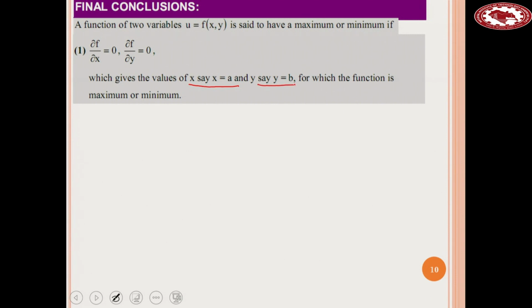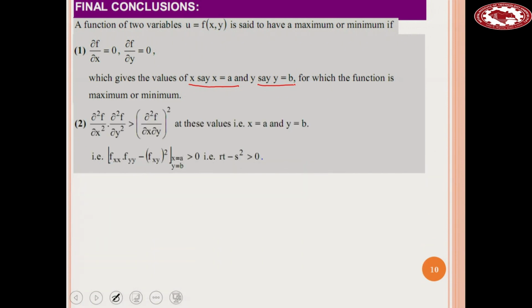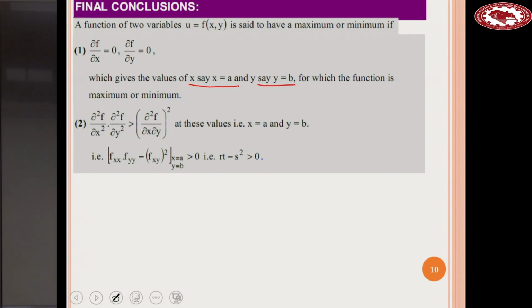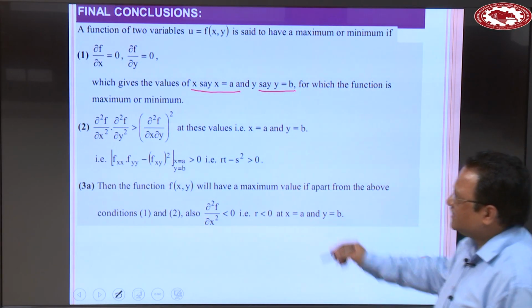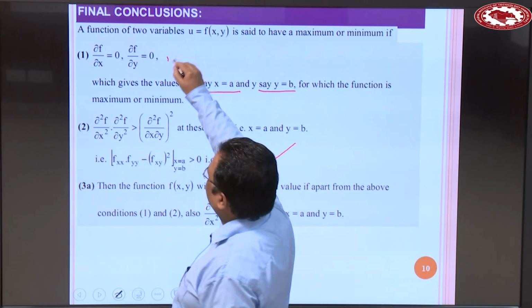Let us suppose x is a and y is b, for which the function is maximum or minimum. Now, the second condition: rt minus s square is greater than 0, meaning ∂²f/∂x² times ∂²f/∂y² is greater than (∂²f/∂x∂y)². At these values, that is at x equal to a and y equal to b. This means fxx fyy minus fxy square at x = a, y = b is greater than 0. This means rt minus s square is greater than 0. That one is the second condition. Okay. First one is this condition.